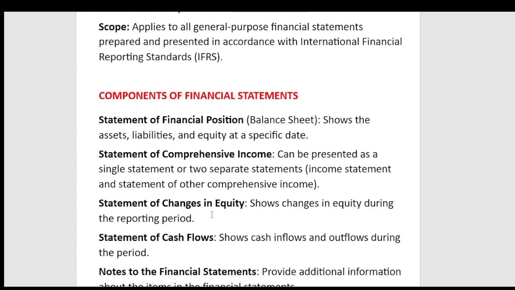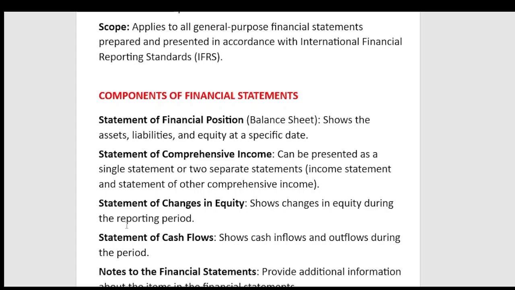The statement of changes in equity shows changes in equity during the reporting period. This one shows the changes that occur in the company's equity during a reporting period. It could be for a year, it could be for 6 months. It depends on how the company is keeping the account, and the year they have chosen in which they prepare their financial statements, which is their end of year account. But here it is telling us to show changes in equity during the reporting period.